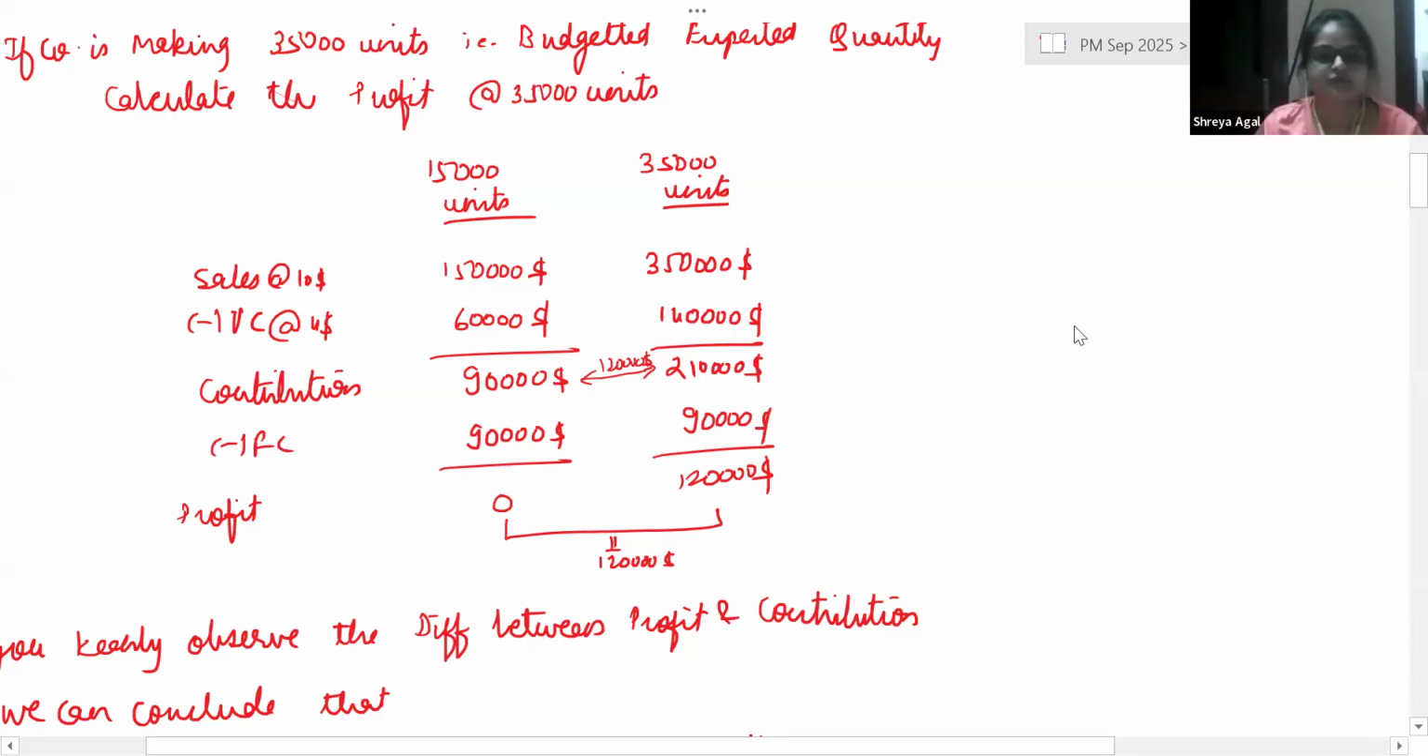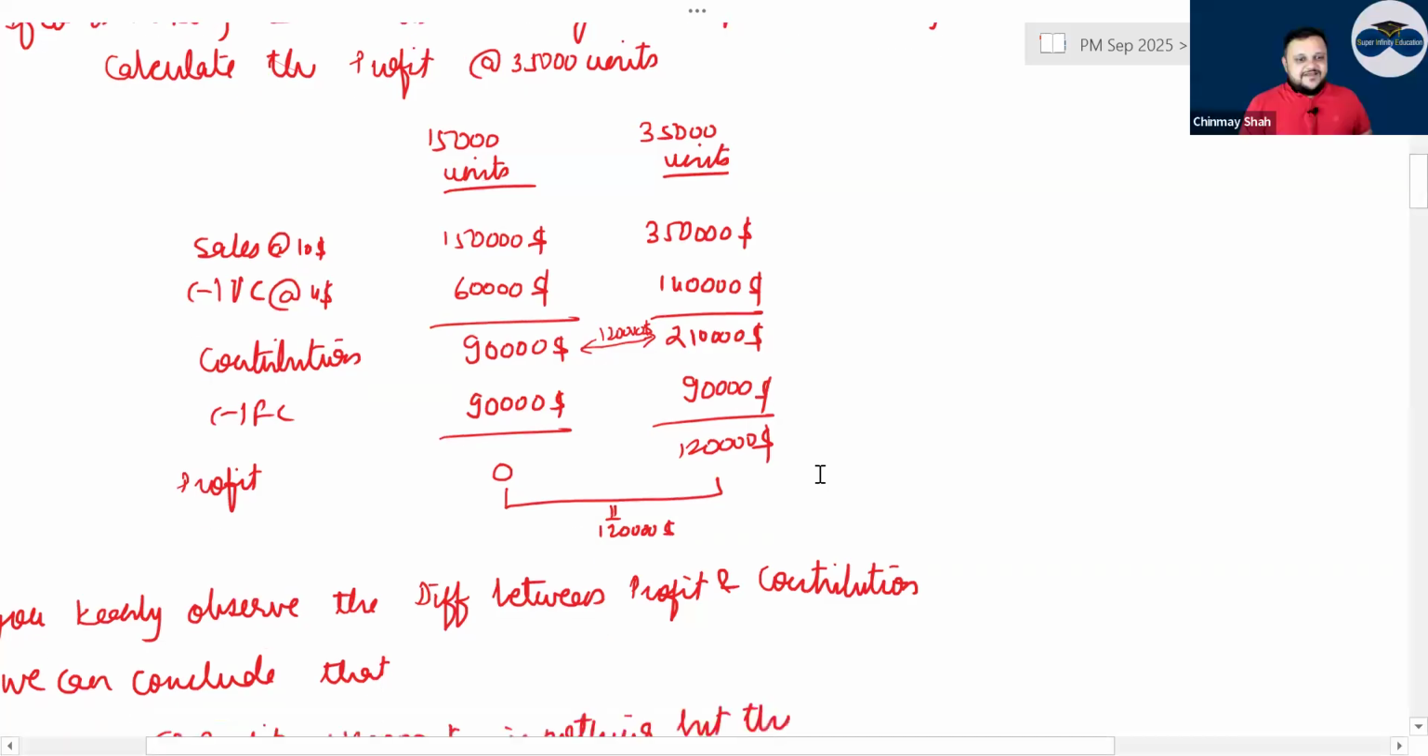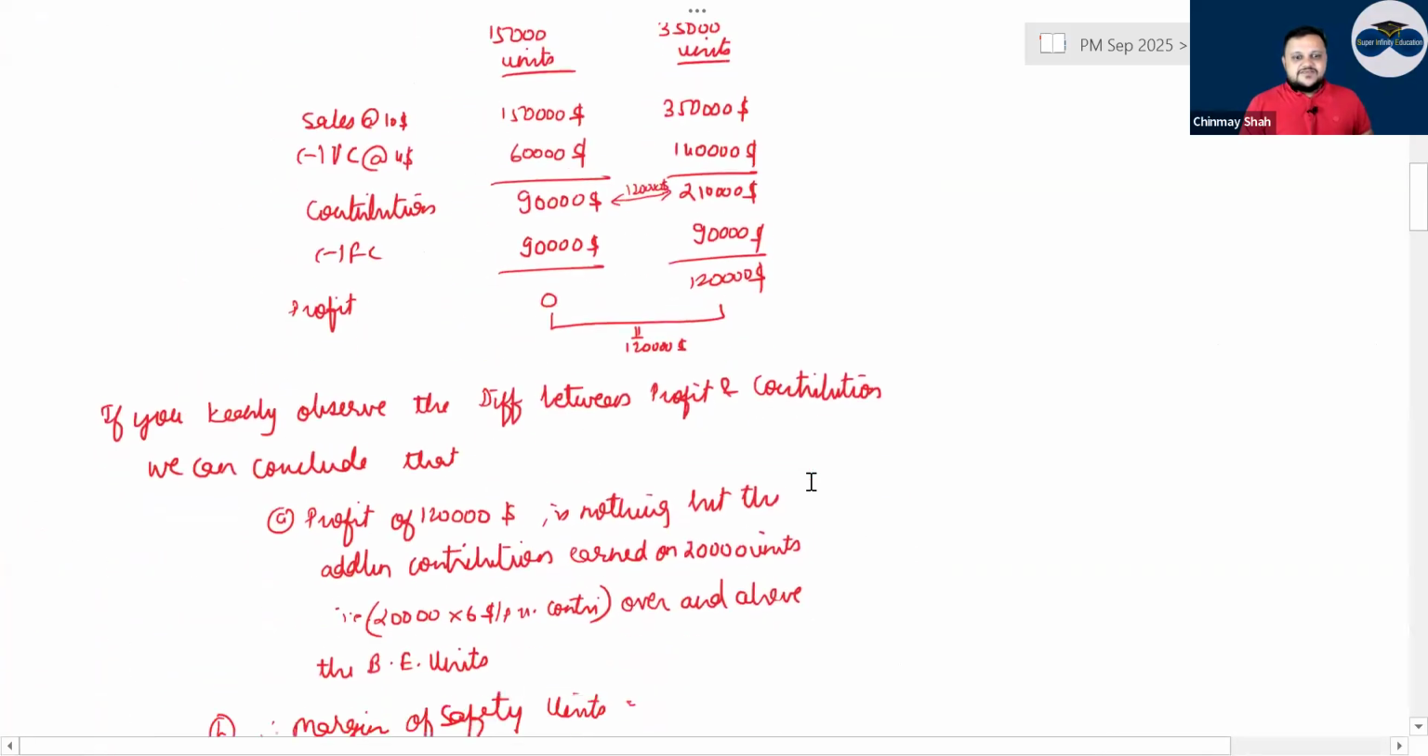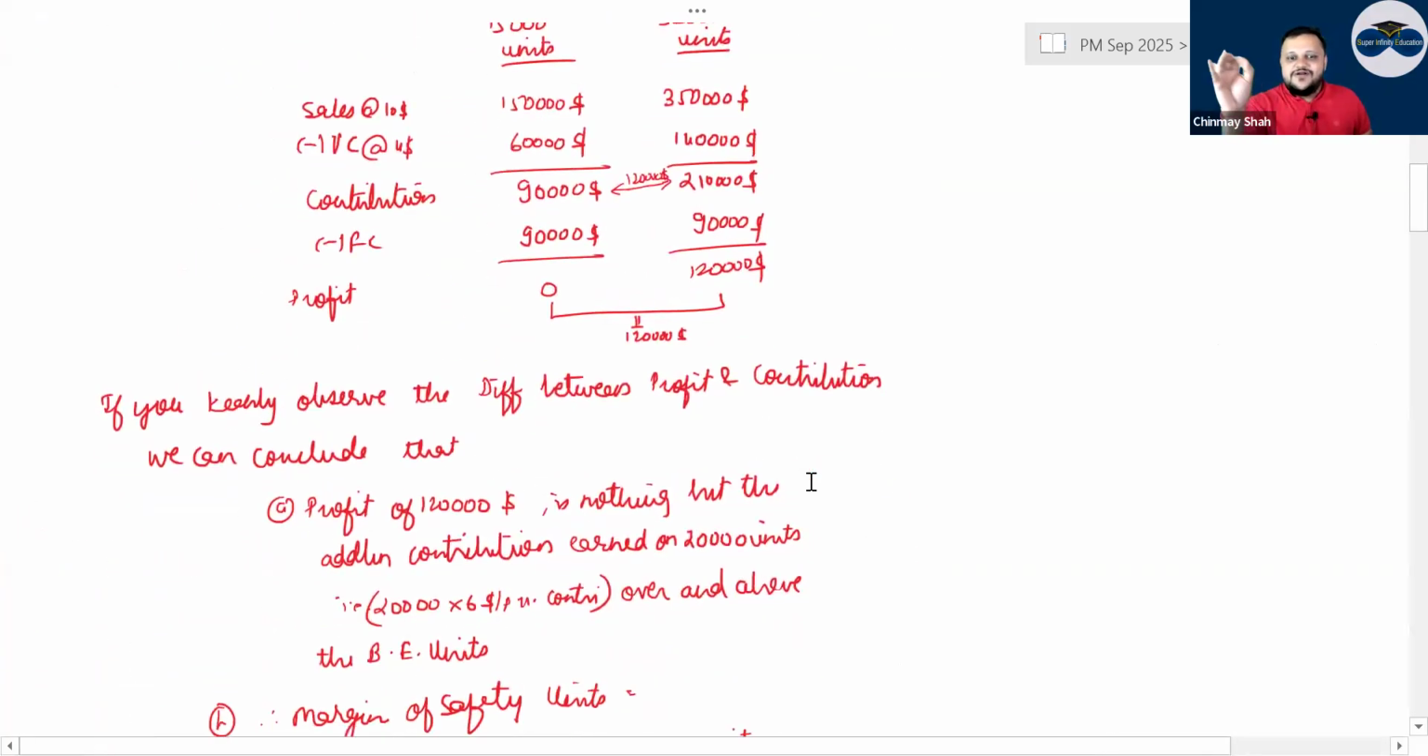What do you say, Shreya? We wrote a note also here. लिखा ना note, right? It's nothing but additional contribution earned on the 20,000 units. अभी इसके आगे मैं और 10,000 यूनिट भी ऐड करूं, 50,000 करूं, 1 लाख करूं, whatever units I want to add, my contribution will only be my profit. Think about it. सही जा रहा हूं क्या? Tell me, ईशान.